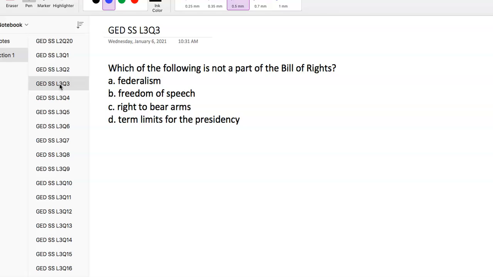Okay, Bill of Rights. Which of these is not a part of the Bill of Rights? Federalism, freedom of speech, right to bear arms, term limits. Term limits came much later. Right now the term limit for the presidency is 2 terms, two 4-year terms. That was created in 1951 and is the 22nd Amendment. However, freedom of speech, right to bear arms, and federalism are all part of the Bill of Rights.